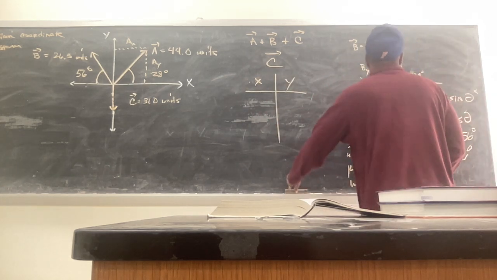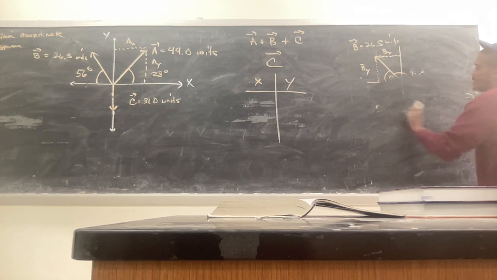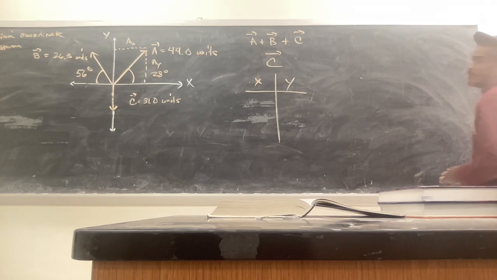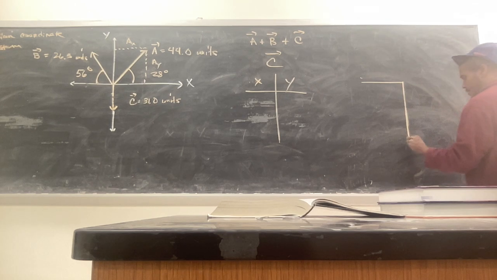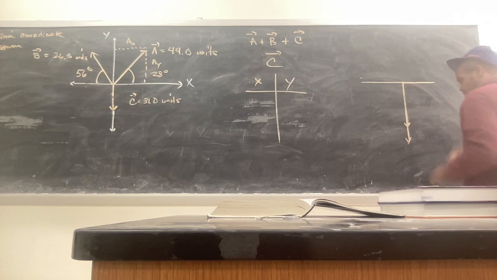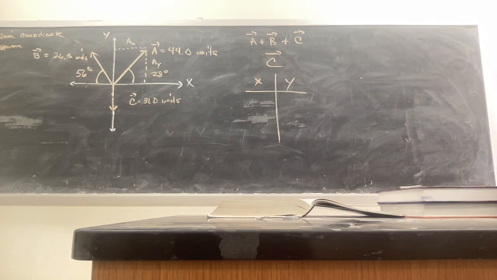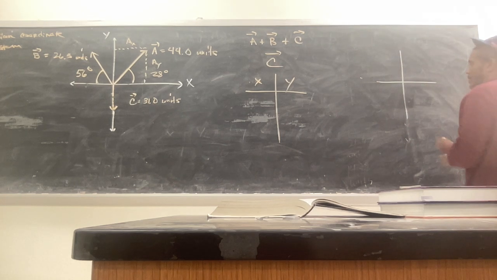So I can redraw vector C over here in an imaginary Cartesian coordinate system. Not necessarily in the third quadrant, but it's actually on the y-axis. So let me just do that. Okay. Vector C.